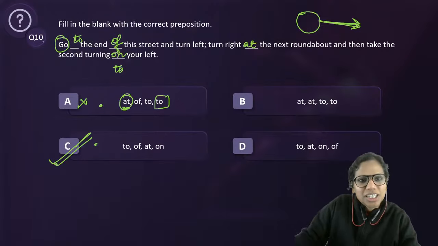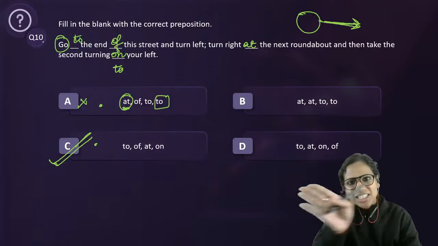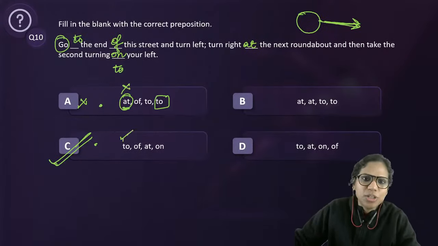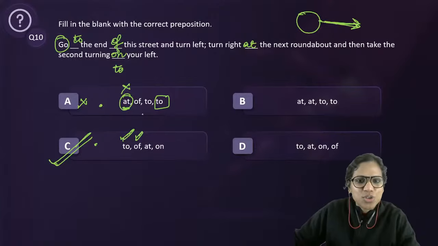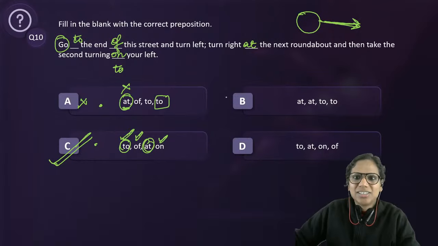No, when I say go, मैं उसको एक destination मान रही हूँ, and that's why it should be to. Okay, off was common. On and to both are fine. So it comes down to to and at here.